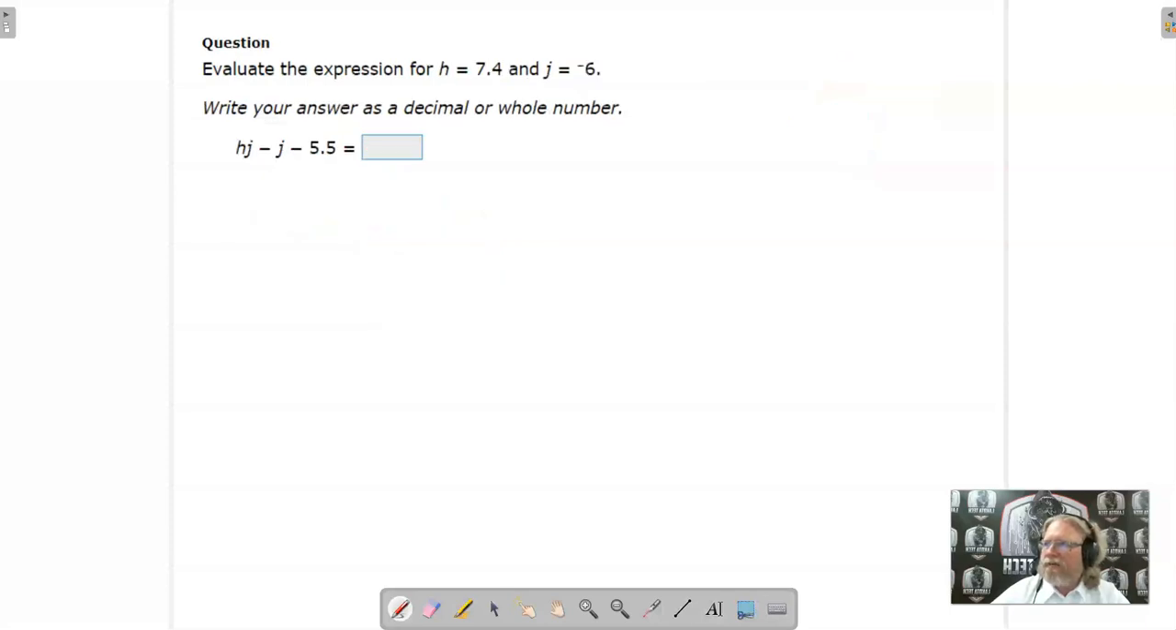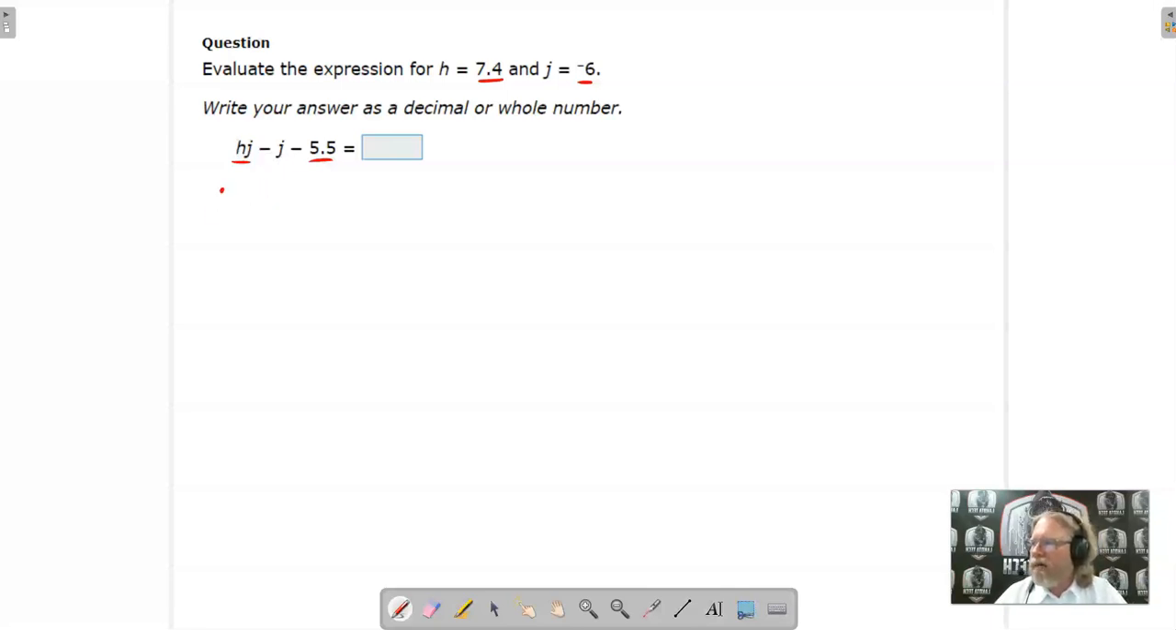All right, one last problem here. This one looks like a lot of fun, doesn't it? We've already been given one value here. This is what we call a constant, right? It has no, we'll get there later. So we have the 5.5 already there. H is 7.4 and J is negative 6. So we're going to have some negative numbers. We're probably going to have some sign changing. We do have some multiplication that we have to take care of before we get to the addition. So we'll look at that.